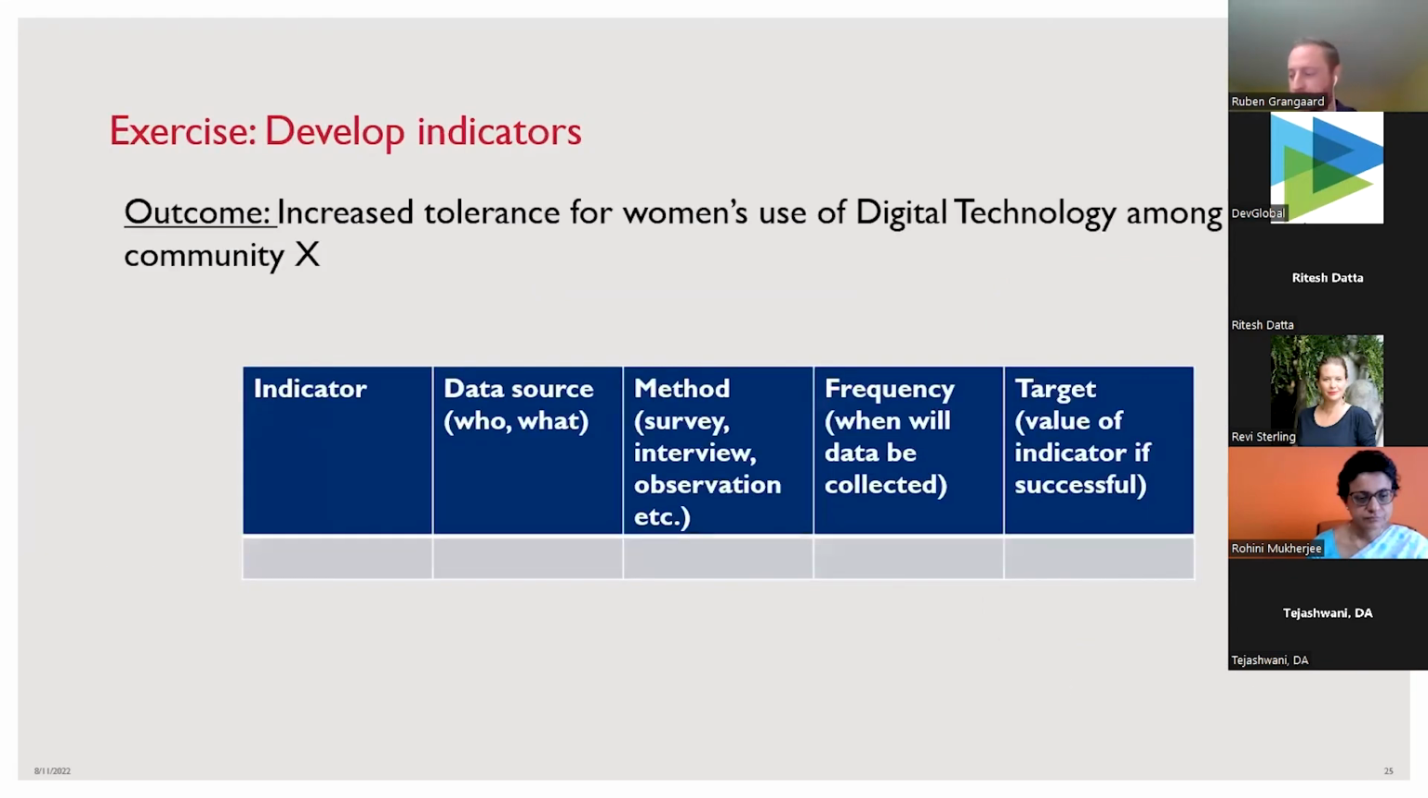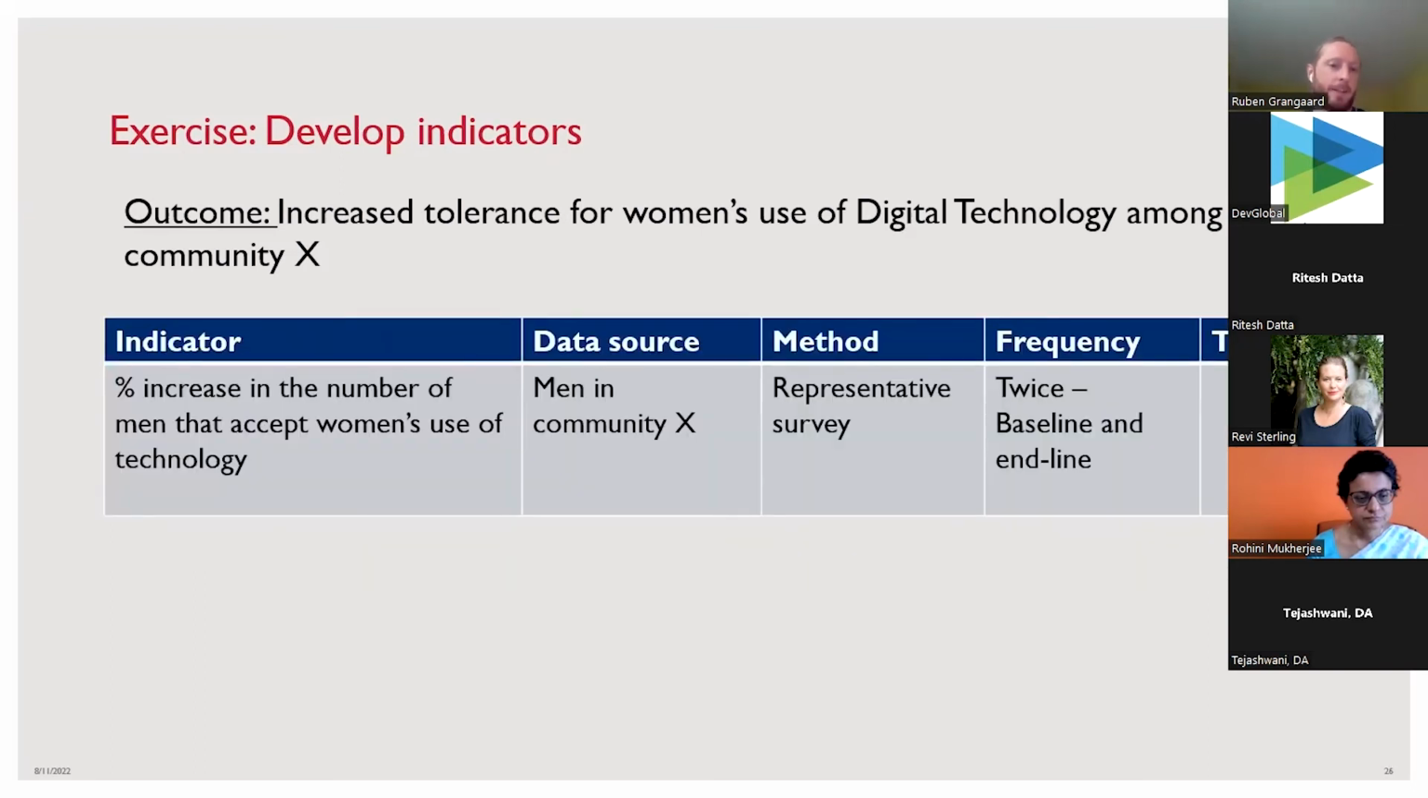So just in the interest of time, we're going to skip this indicator exercise and go right to a solution for this indicator. We see that we have an outcome that is increased tolerance for women's use of digital technology among men in community X. An indicator for this could be percentage increase in the number of men that accept women's use of technology. We're going to be talking to men in community X. We're going to conduct a representative survey, and we're going to collect data twice throughout the project, baseline and endline.